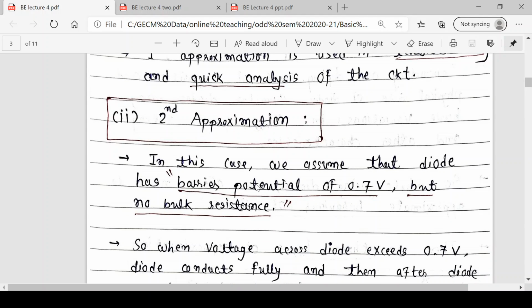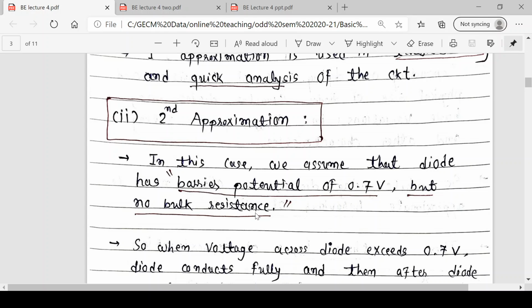Now let's go to the second approximation of the diode. As I told, the ideal diode does not have any detail, but the second approximation diode has some detailing. Now what is that detail? In this case, we assume that our diode has a barrier potential of 0.7 volt, but no bulk resistance.